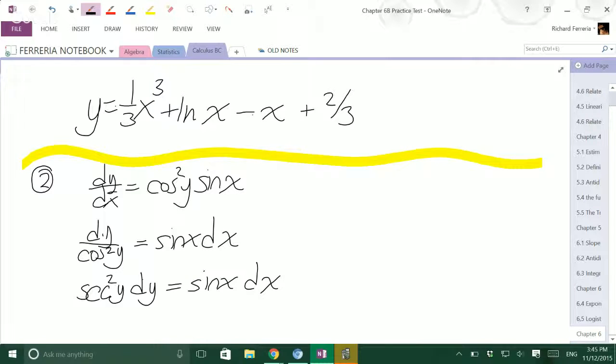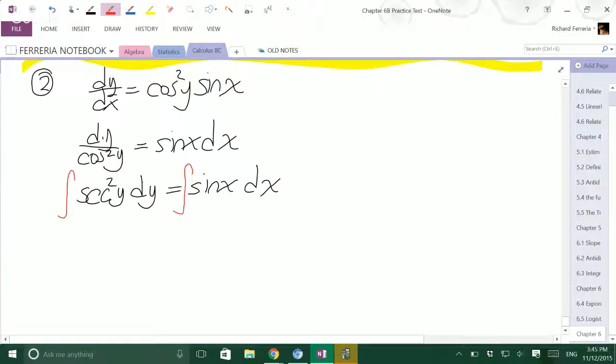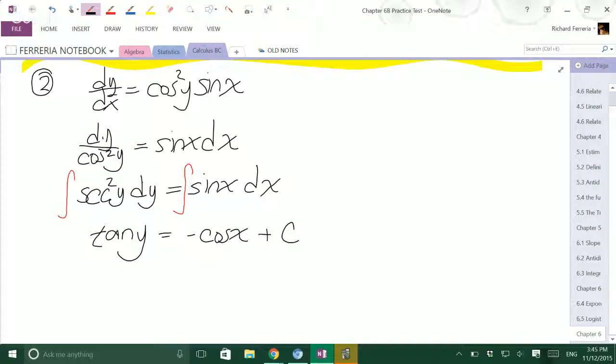And that's really advantageous for us because actually there is an antiderivative for secant squared, sorry, it's tangent, right? So tangent y is equal to negative cosine x plus constant, sure. And now this is the part where we have to talk about inverse functions.